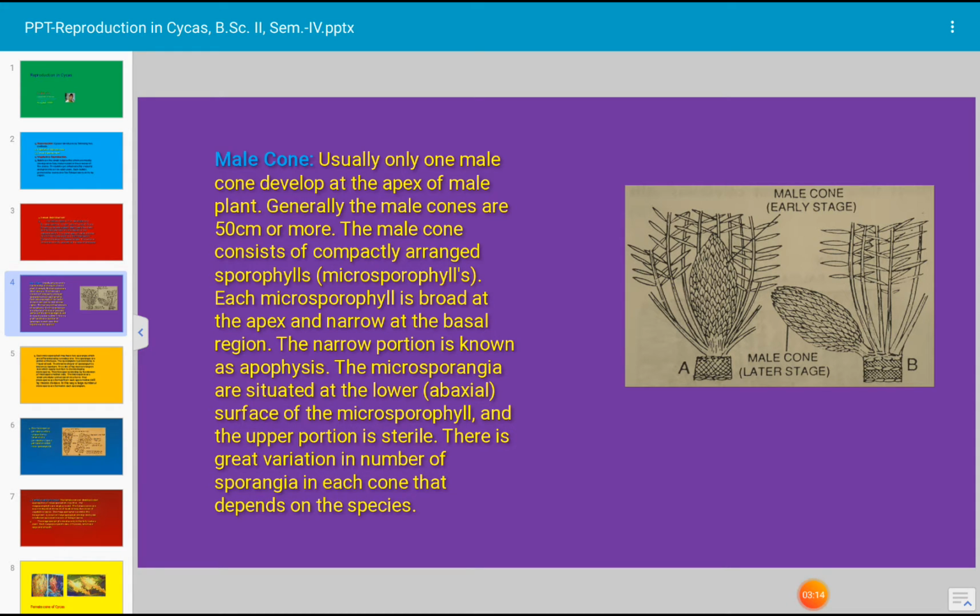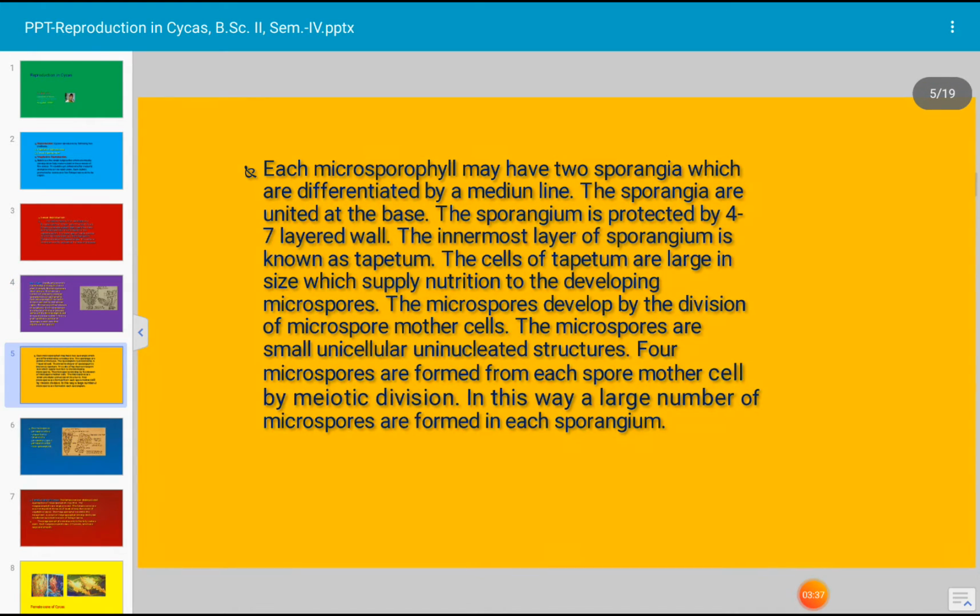The microsporangia are situated on the lower surface, that is the abaxial surface, of the microsporophyll, and the upper portion is sterile. There is great variation in the number of sporangia in each cone, which depends on the type of species. Each microsporophyll may have two sporangia which are differentiated by a median line. The sporangia are united at the base.